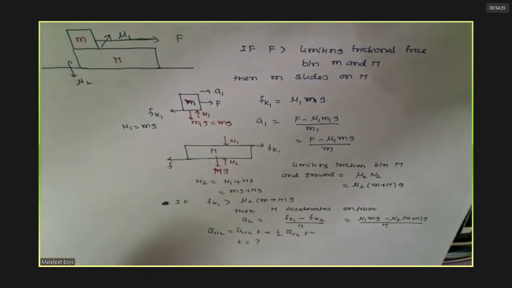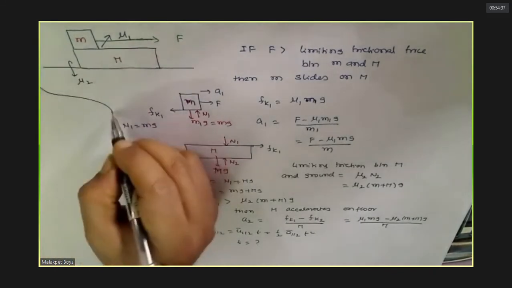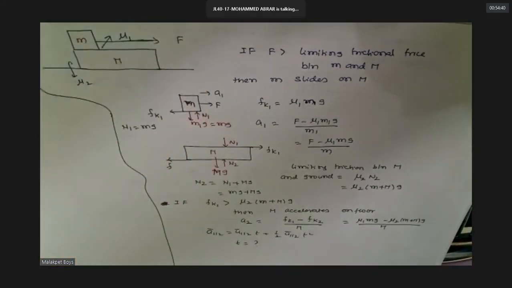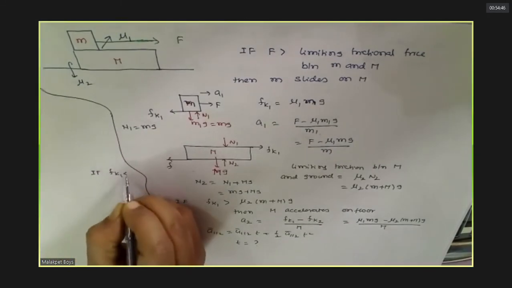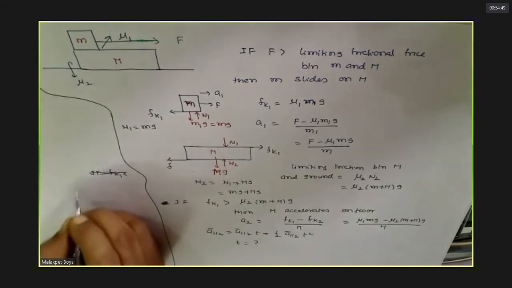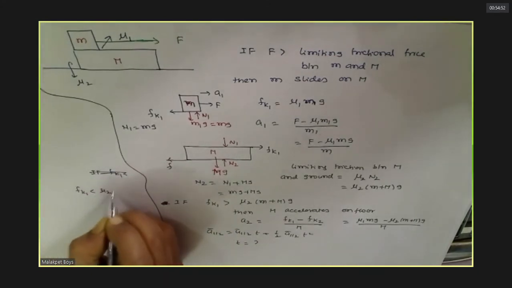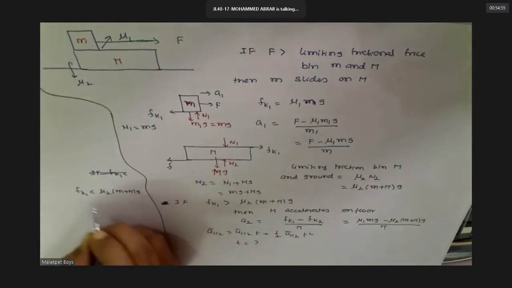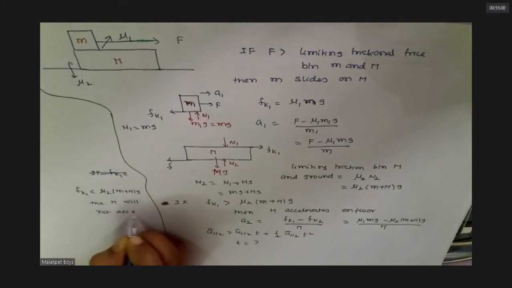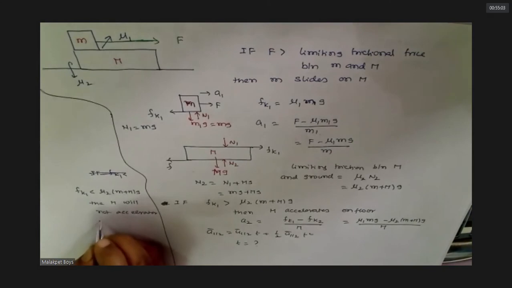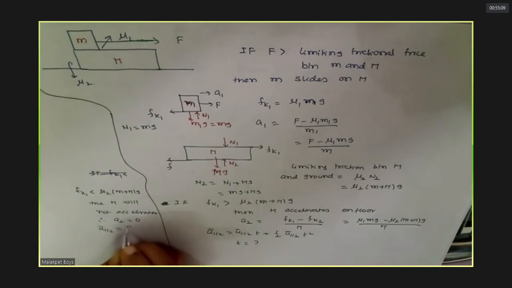On the other hand, you have another case. What is that case? If F is less than mu 2, less than the limiting friction, then will the lower block M slide? No, sir. Acceleration will be 0. Understood? So A12 equals only A1. Accordingly, you can use this and get the time.